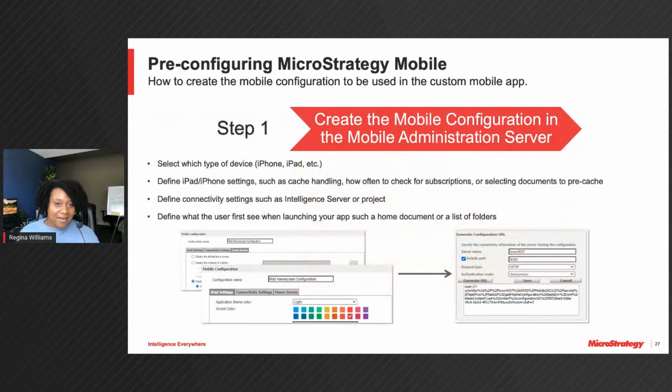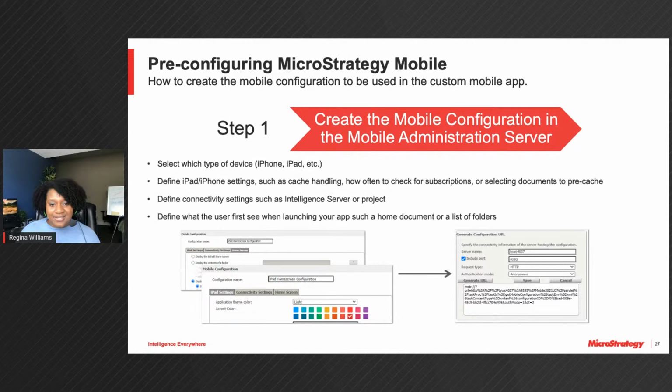The next thing I want to talk about, which is also another very powerful feature, is pre-configuring MicroStrategy Mobile to point to a specific environment. The first step in doing that is creating that mobile configuration on the mobile admin server. First thing you'll see there is you have to choose your device type, whether it's iPhone, iPad, and also for Android, we have phone or tablet.